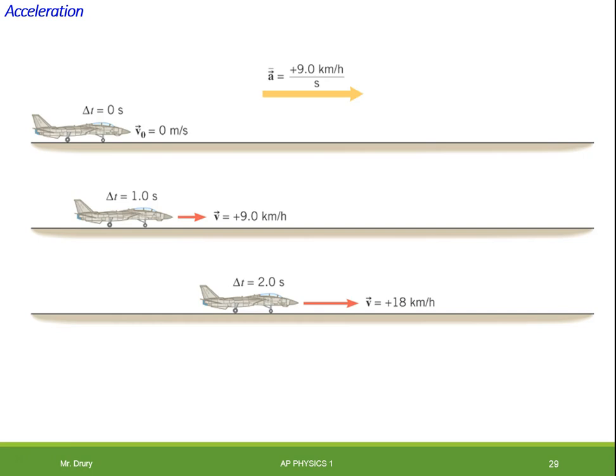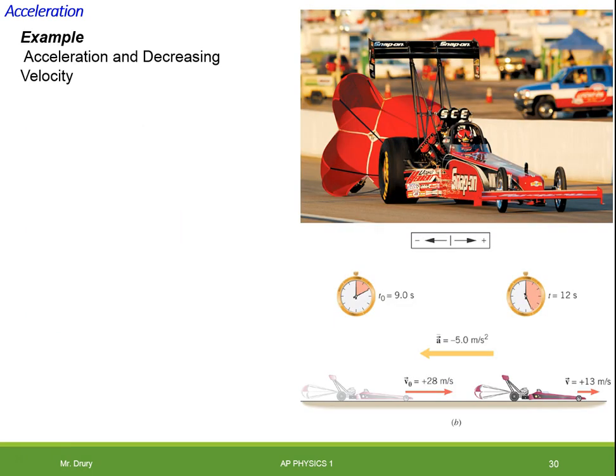But acceleration doesn't mean that you have to speed up all the time. Sometimes you could be slowing down. So here's an example of a drag race car that started at 28 meters per second and ended at 13 after it opened up its power chute. The time doesn't always have to start at 0 as indicated here. The time initial is 9 seconds. The time final is 12 seconds.